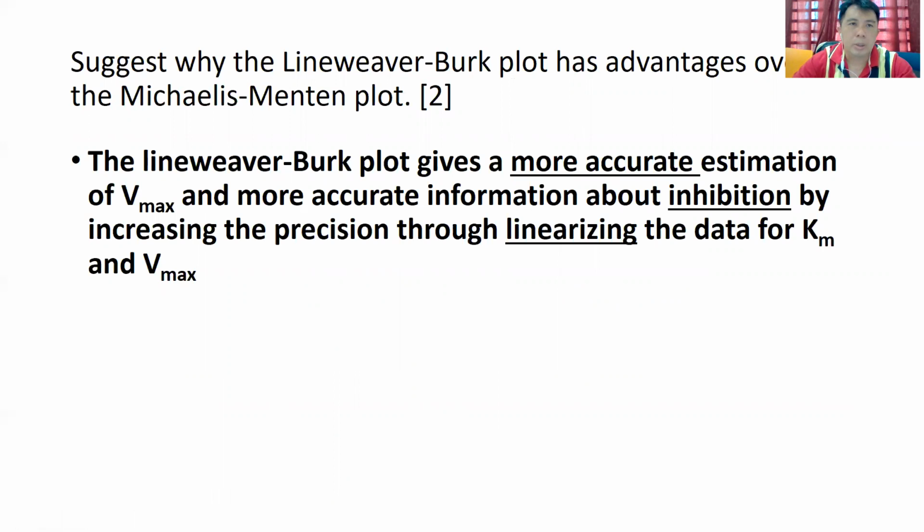Then suggest why the Lineweaver-Burk plot has advantages over the Michaelis Menten plot. This is also an extra question. Given the Lineweaver-Burk plot gives a more accurate, the answer is more accurate estimation of Vmax and more accurate information about inhibition, by increasing the precision through linearizing the data for Km and Vmax. Because the important thing is we linearize the data so that we can get more accurate estimation of Vmax.